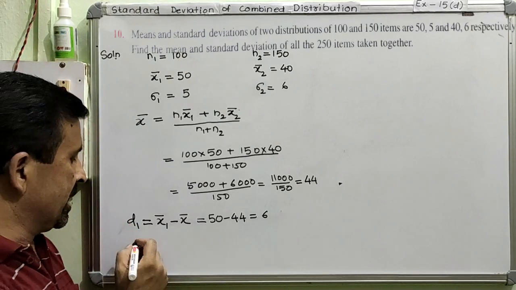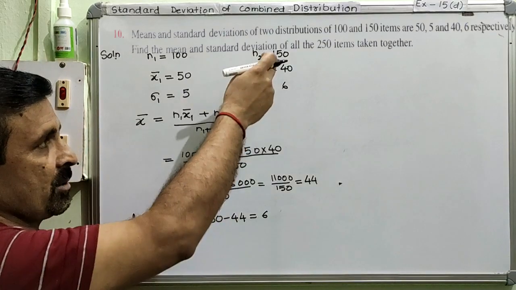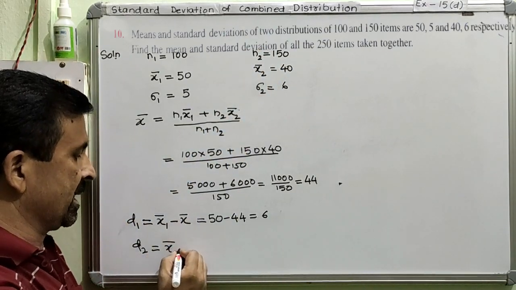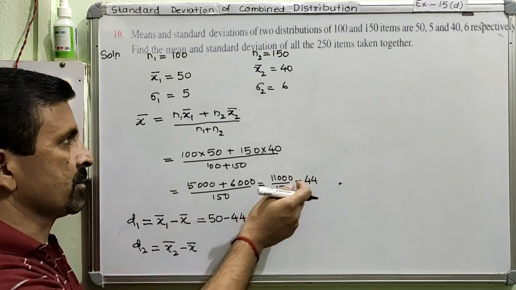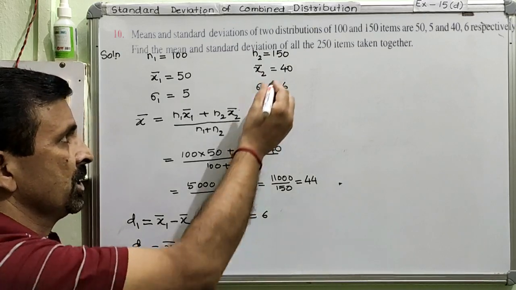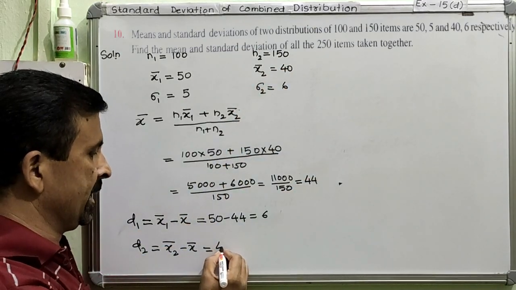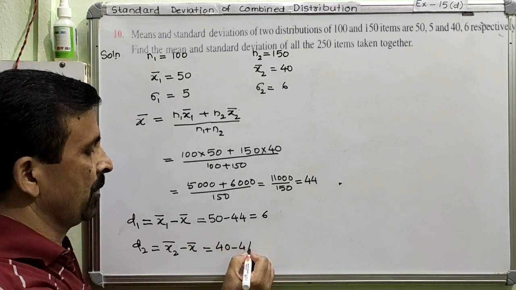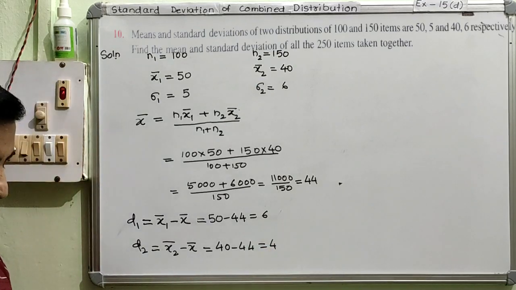Done? Likewise, we will calculate the value of d2. Now, this is for the second set of data. So this will become the mean of the second set of data minus the combined mean. Clear? So this time it will be 40 minus 44, which is equal to negative 4. Is this well understood?